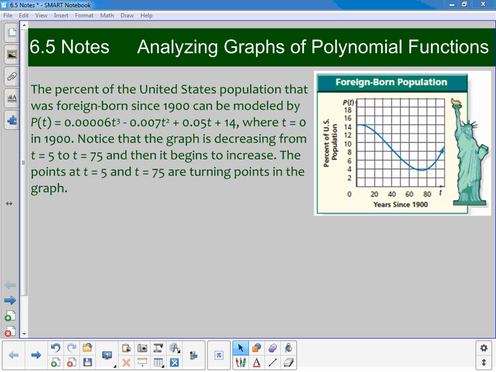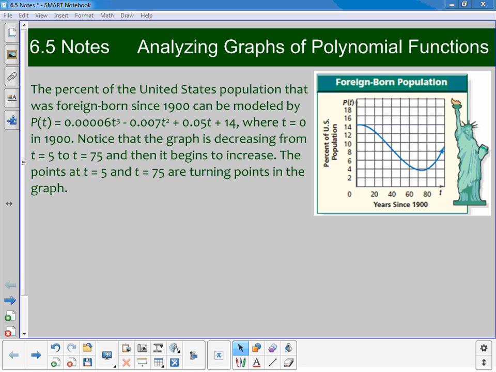We're looking at 6.5 notes, which is analyzing graphs of polynomial functions. Our example up at the top says the percent of the United States population that was foreign born since 1900 can be modeled by the equation given there. P of t is equal to 0.00006t to the third minus 0.007t squared plus 0.05t plus 14, where t equals 0 is the year 1900. That t is standing for our time.